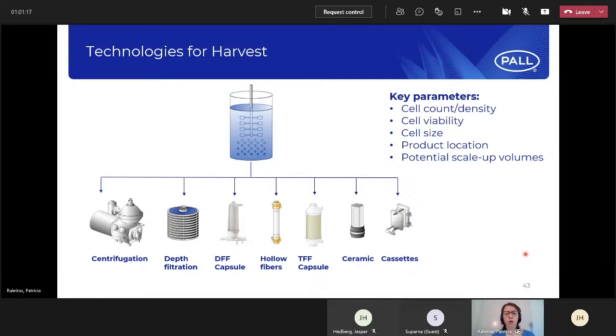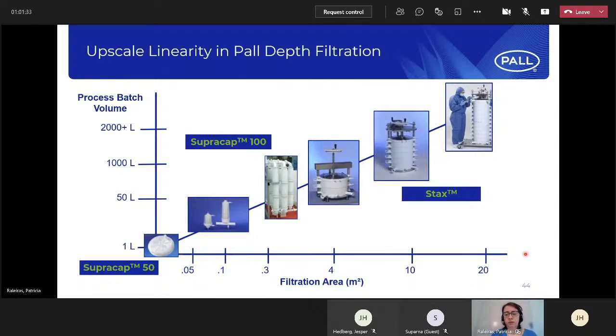And also one has to think about what are the potential scale-up volumes. Direct flow filters might be convenient, but they can't always be scaled up to very, very large volumes. What I can tell you is that at least in Pall's portfolio, all our filters are scalable. So anything that you scale at the lab bench scale, like our depth filters, for example, which come in these small capsules called the SuperCap 50, whatever parameters you get from these test filtrations, you can scale up to any volume by just adding filtration area.